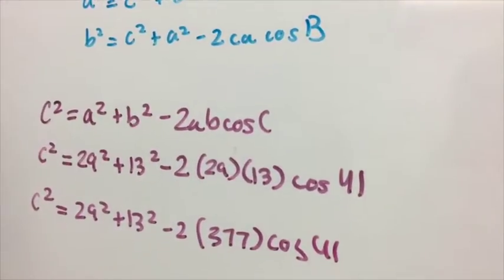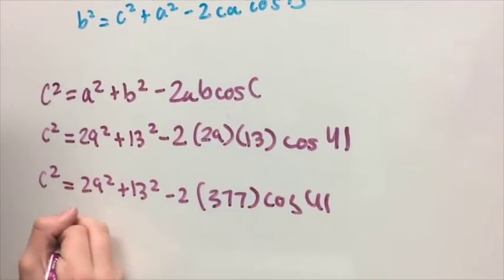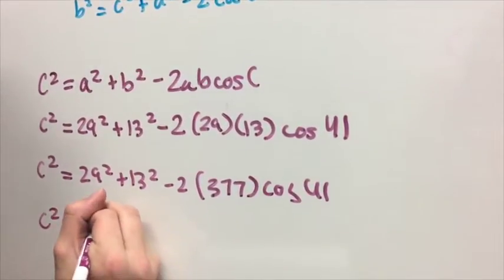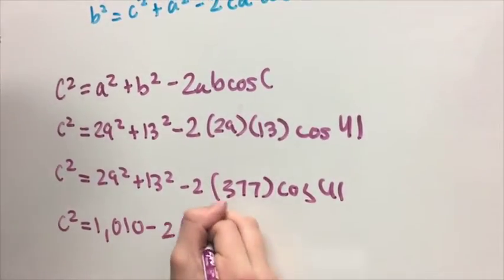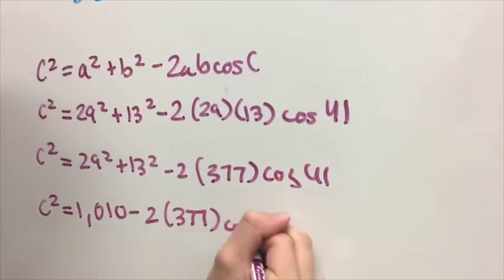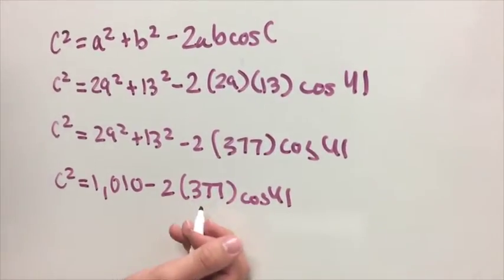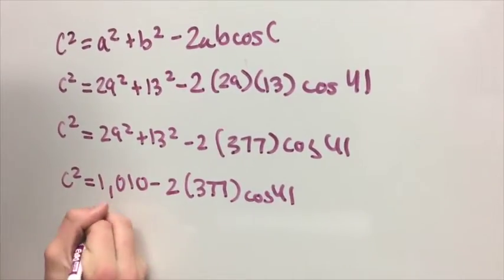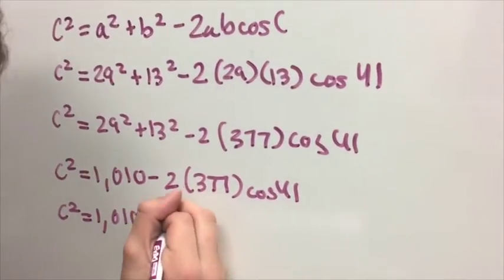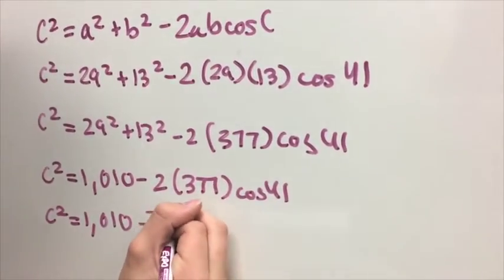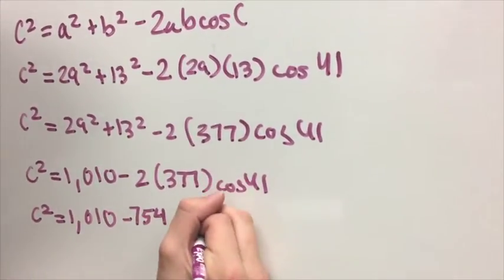41. Now continuing on, we can add these two together. So c squared equals 1010 minus 2 times 377 cosine of 41. Now after that, we can multiply the negative 2 and the 377, so c squared equals 1010 minus 754 cosine of 41.